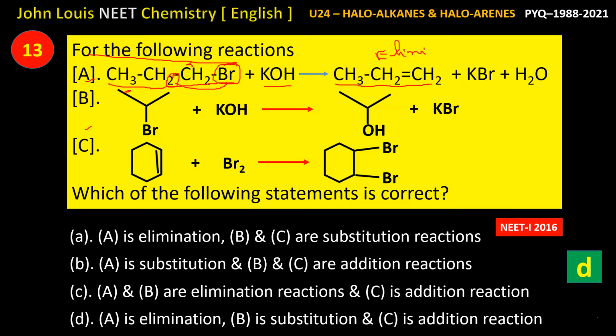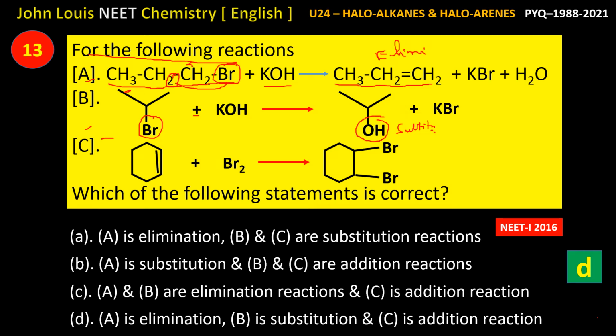And you take reaction B. This is 2-bromopropane plus KOH. It forms 2-hydroxypropane or propan-2-ol. So here what has happened? This Br is substituted by OH. So bromine is substituted by this OH. Therefore this is a substitution reaction. Therefore reaction B is substitution. Now, what about the third one?